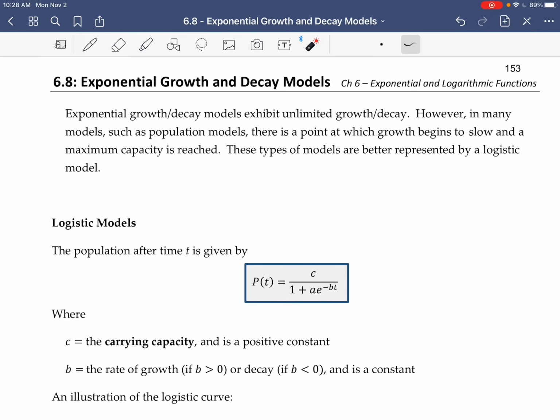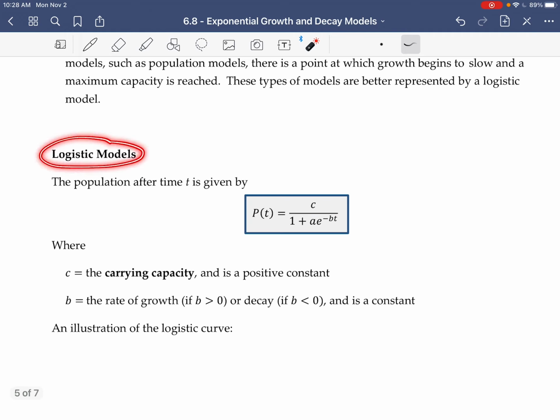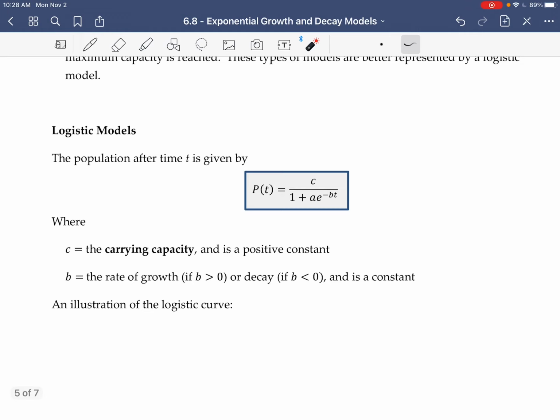When you have something like that, the model actually becomes a logistic model. If we have some sort of carrying capacity, then the population after time t has a formula that looks like this: P of t is C divided by 1 plus A e to the minus bt. Here, C is the carrying capacity, so it's a positive constant. And B is a rate of growth if it's positive, and it's decay if it's negative.